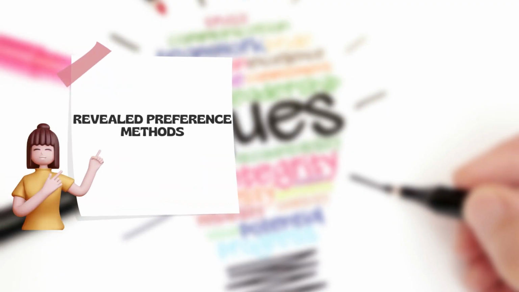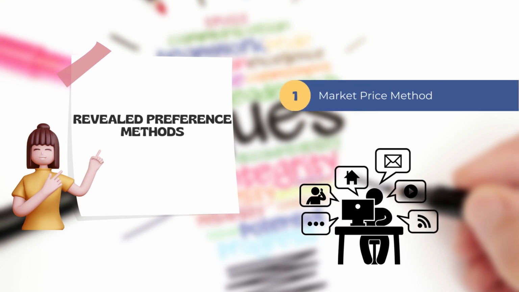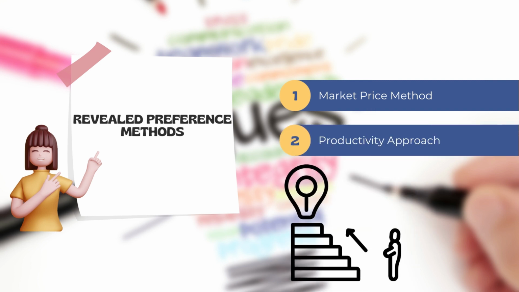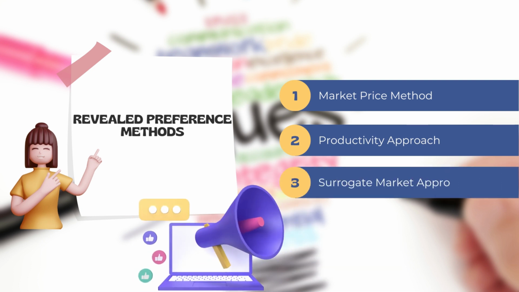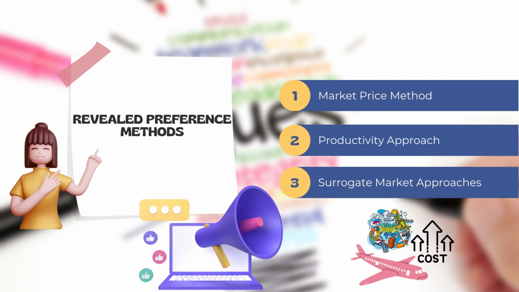Now, moving to the methodologies, there are a few of them. For example, the revealed preference method. Now, this revealed preference method can be segregated into three important components. The market price method, that is based on market pricing. Second is the productivity approach, that is based on the effect on production. And third is a surrogate market approach. Now, this is based on travel cost or the hedonic pricing method.